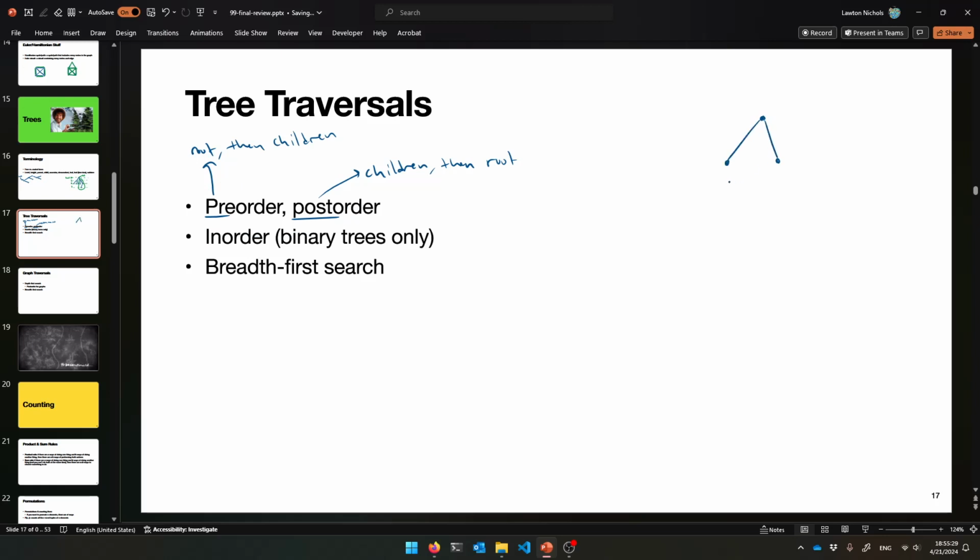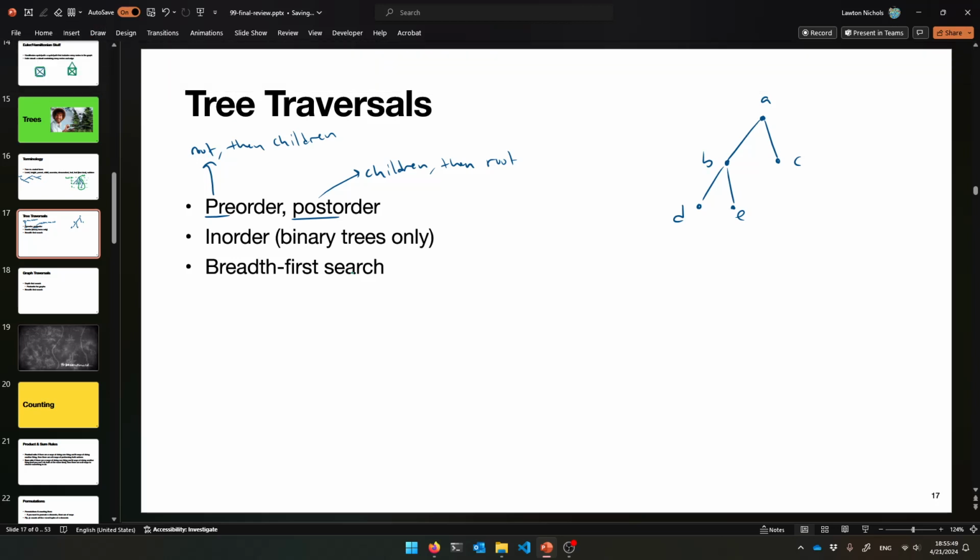So just to make it all work out, so we can do in order as well, let's make it a binary tree. But these do not have to work on binary trees. You could run them on any kind of tree. So A is the root. This is B, C. This is D, E. So for pre-order and post-order, let's do those.